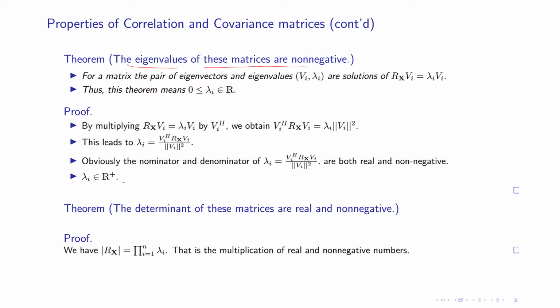There are lots of other properties that we could prove. We do only one of them; the rest is an exercise for you. For instance, the determinant of any correlation matrix is real and non-negative. The proof is easy, because the determinant of any square matrix is equal to the product of its eigenvalues. All of these are non-negative, so their product is also non-negative.